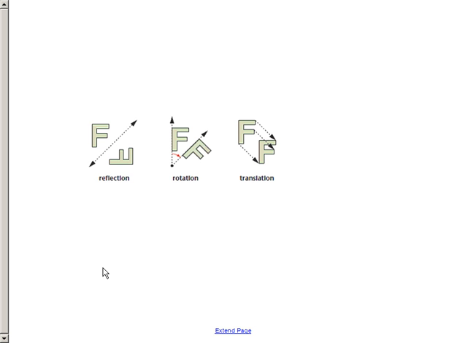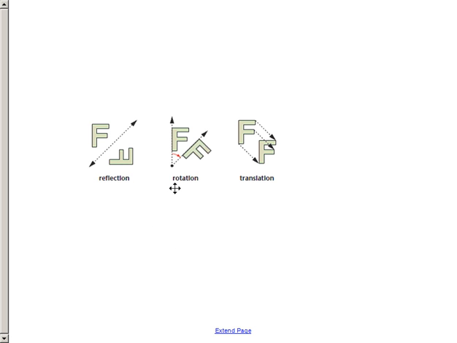So here are examples of reflection, rotation, translation. This is our line of reflection, and the letter F, the pre-image, is reflected over this diagonal line, and here's what the reflection looks like. So this is the image.